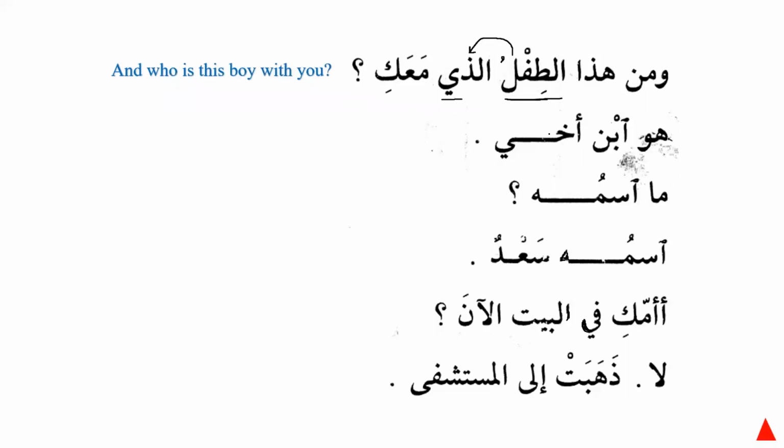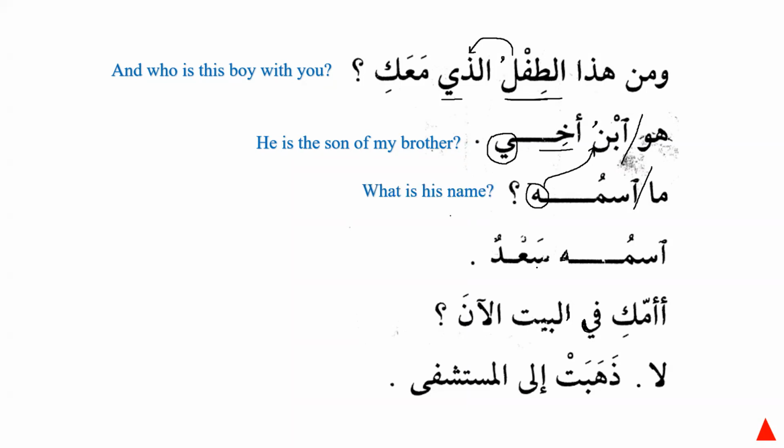هو ابن أخي. So basically when we connect it, we say هو ابن أخي. He is the son of my brother. And we know it was basically أخ, and then we have ya al-mutakallim, so that's why it has changed into أخي. What's his name? Masmuhu, and now who refers to Ibn Akhi, it refers to him. Ismuhu Sa'adun, his name is Sa'ad. So Ismuhu will be the subject and Sa'adun will be predicate. His name is Sa'ad.